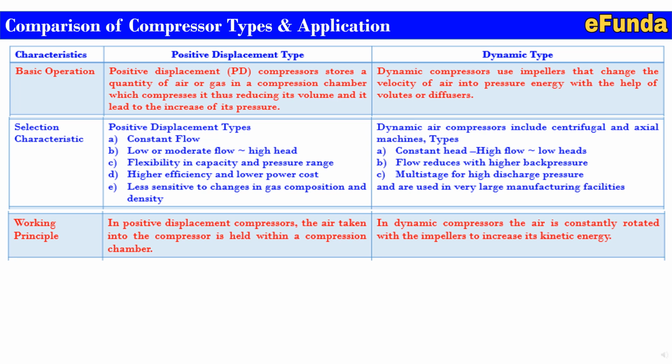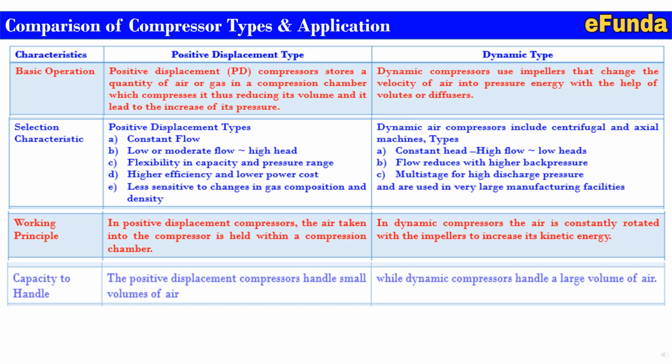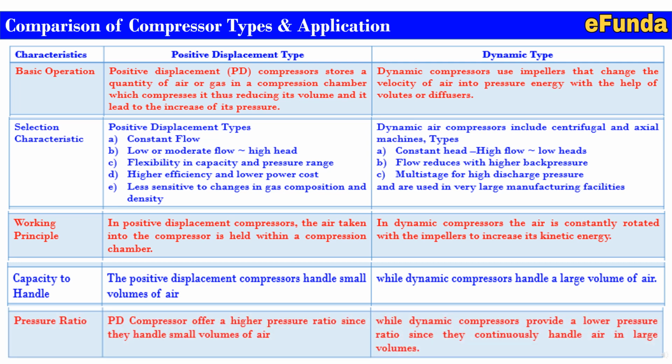In a dynamic compressor, the air is constantly rotated with the impeller to increase its kinetic energy, with the capacity to handle more air. The positive displacement compressor handles a small volume of air, while the dynamic compressor handles a large volume of air. Pressure ratio: PD compressor offers a high pressure ratio since they handle a small volume of air, while dynamic compressor provides a lower pressure ratio since they continuously handle air in large volumes.